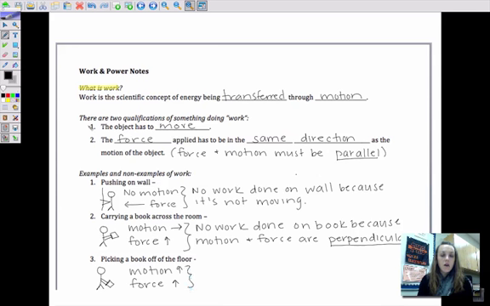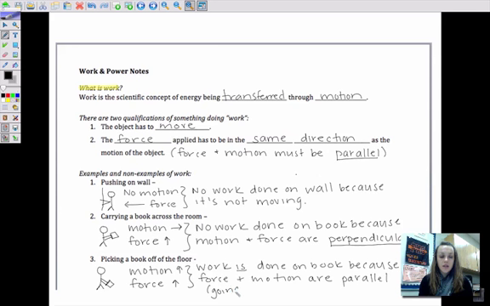If we look at our 2 qualifications, the book is moving, so it fits the first qualification, and the force applied is in the same direction. So in this last example, work is done on the book. Because force and motion are parallel. Which means that they're going in the same direction.